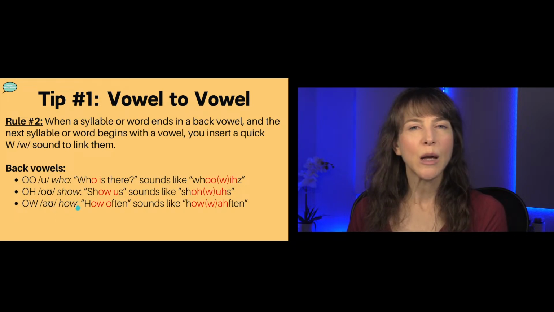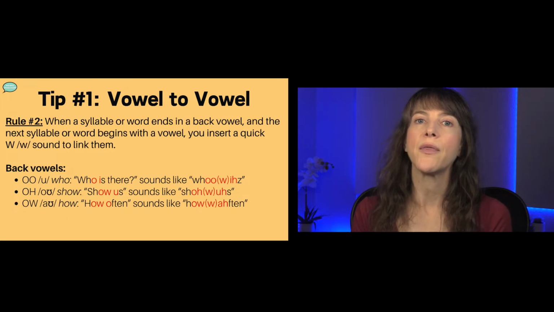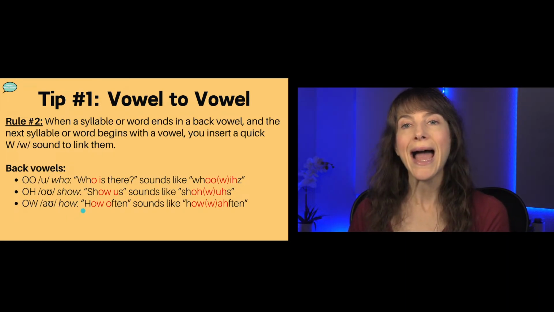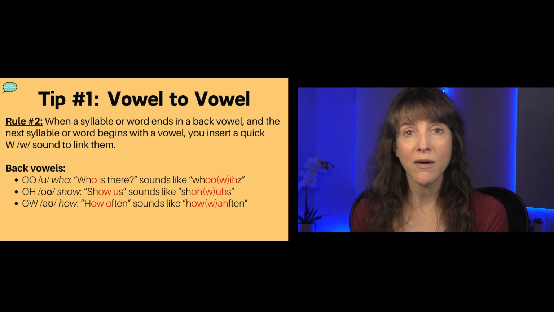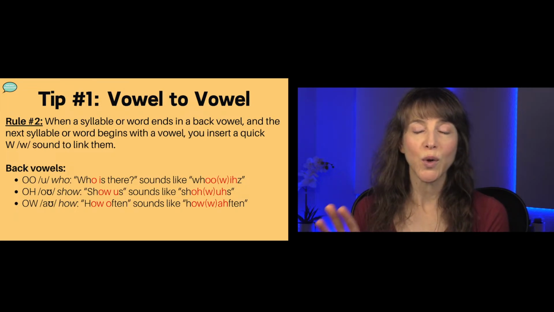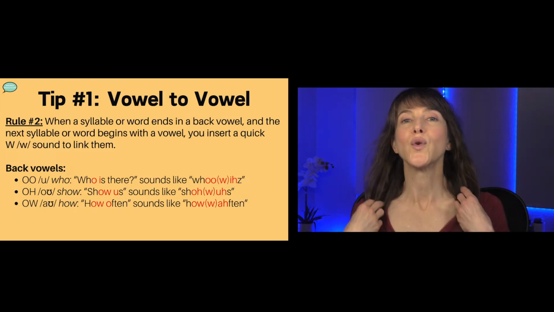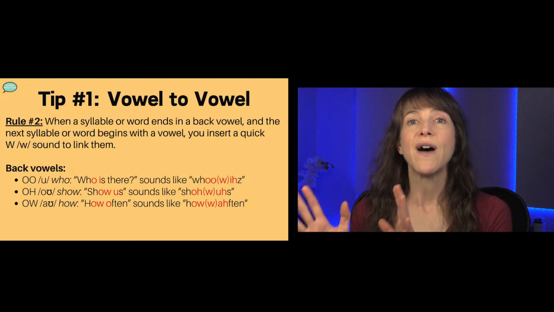And then ow as in how. Same thing, you see a W there, that's a consonant, but that's the spelling of the word. We're talking about the pronunciation. So how ends with the ow vowel, and it's linking to the ah in often. So how often sounds like how often, how often. It's connected together with no breaks. Your vocal cords continue to vibrate. So that's tip number 1, vowel to vowel linking.